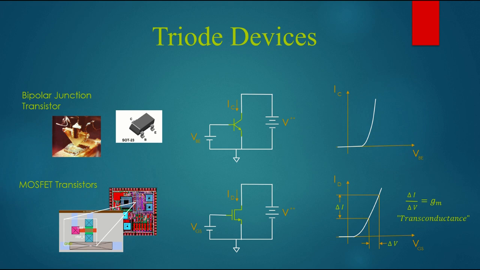There is a key element here called transconductance, which is the ratio of how much the current changes for a given change in voltage. And we're going to give that the symbol G sub M. And you'll see that when we discuss amplifiers coming up.